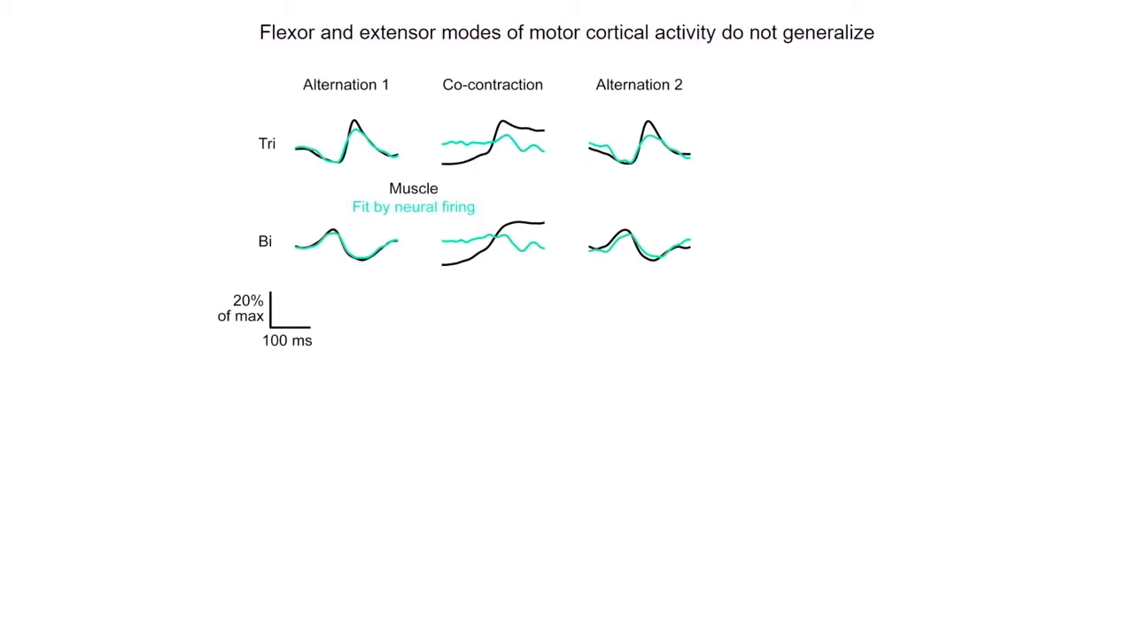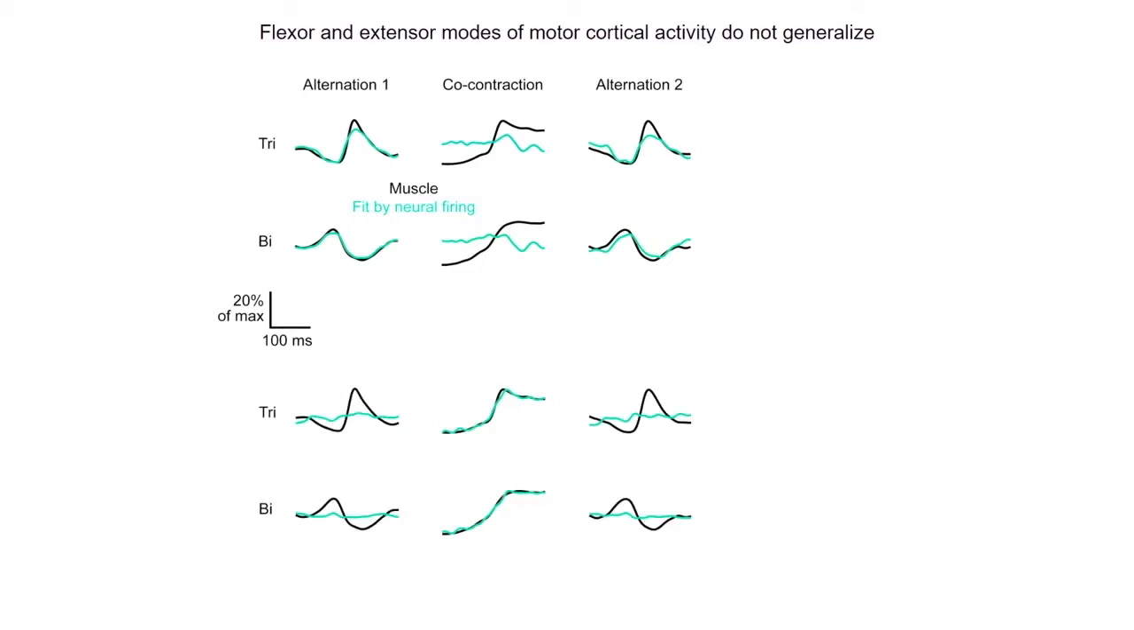So Claire used silicon probes to record from populations of neurons in the deep output layers of motor cortex. And then she used behavioral triggered averages of the activity of all of these neurons to fit the averaged activity of simultaneously recorded muscles. And she found that models fit to the muscles during alternation, or the first alternation epoch, generalize well to the second alternation epoch, but actually do not fit data from co-contraction well at all.